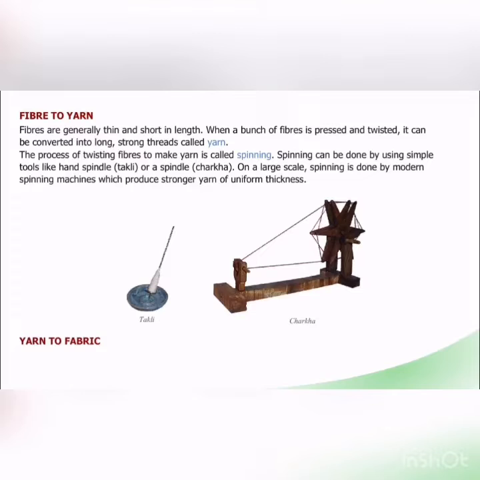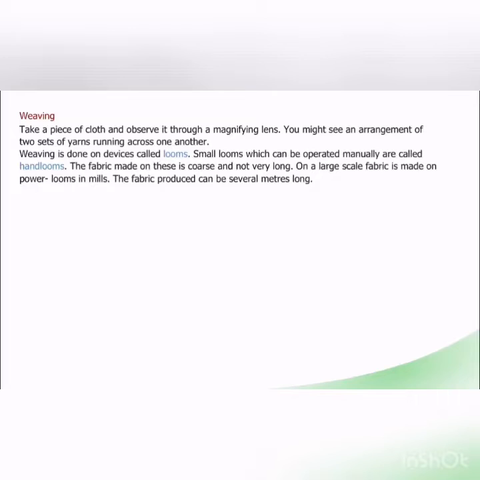Yarn to fabric. The yarn produced from fibers can be converted into fabric by two main methods. Weaving. Take a piece of cloth and observe it through a magnifying lens. You might see an arrangement of two sets of yarns running across one another. Weaving is done on devices called looms.